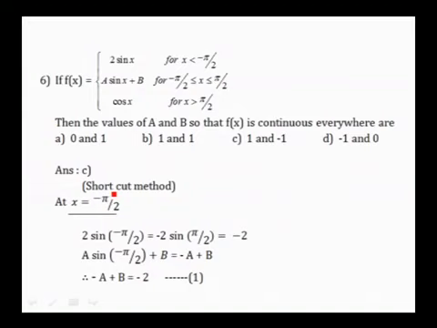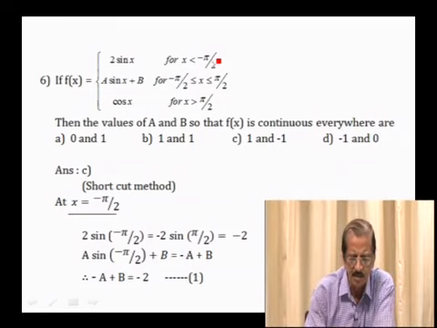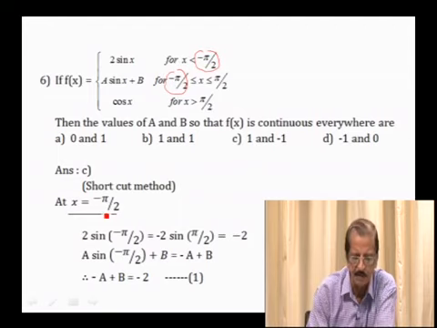Sixth problem. This is also a very interesting problem, because here you have f(x) equal to 2 sin x, A sin x plus B cos x. Whenever you come across such problems, don't try to just write LHL, RHL, etc. Here you have a break at minus pi by 2. So, put x equals minus pi by 2.